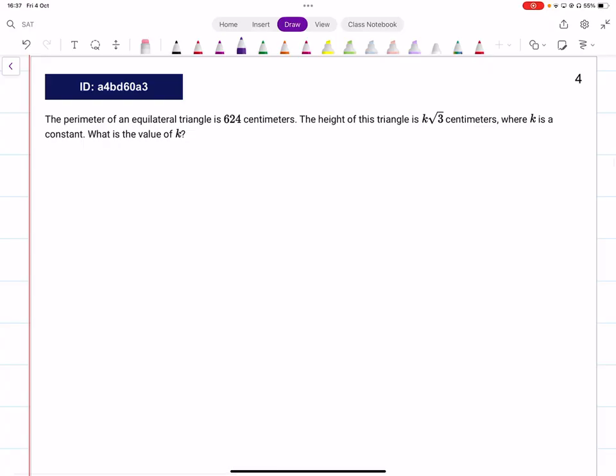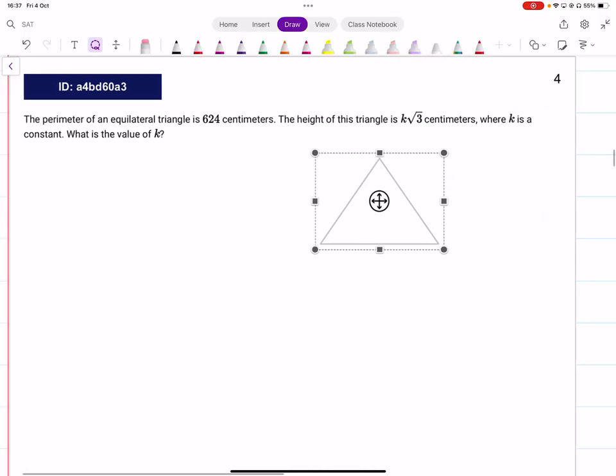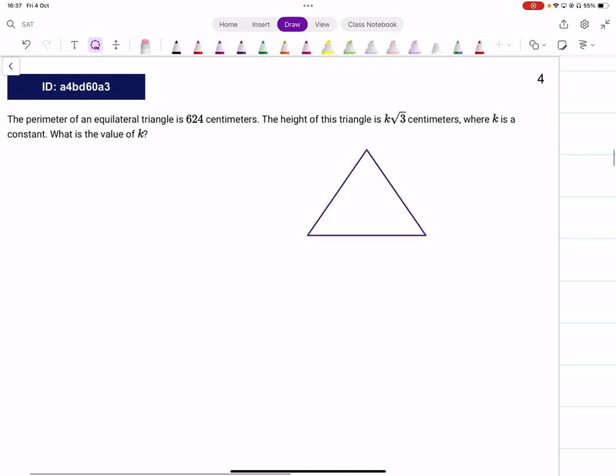The perimeter of an equilateral triangle is 624. The height of this triangle is k under root 3, where k is a constant. What's the value of k? Okay, it's an equilateral triangle. Equilateral triangle is one in which all angles are 60 degrees and all sides are equal. This is what the triangle looks like. Height of this triangle is k under root 3. What they're saying is, if you break down the triangle, this is 90 degrees. This height is k under root 3.